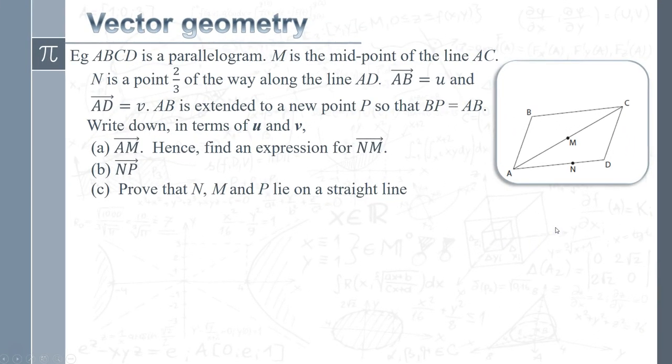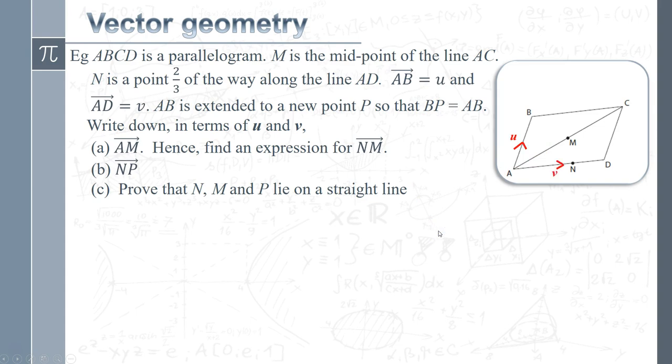Okay, that one was reasonably straightforward. Let's make it a little bit more difficult now. So here we go. We've got a parallelogram, and we've got some points. We're told that M is the midpoint of AC, and we're told that A is 2/3 of the way along the line AD. And we've got our two vectors.